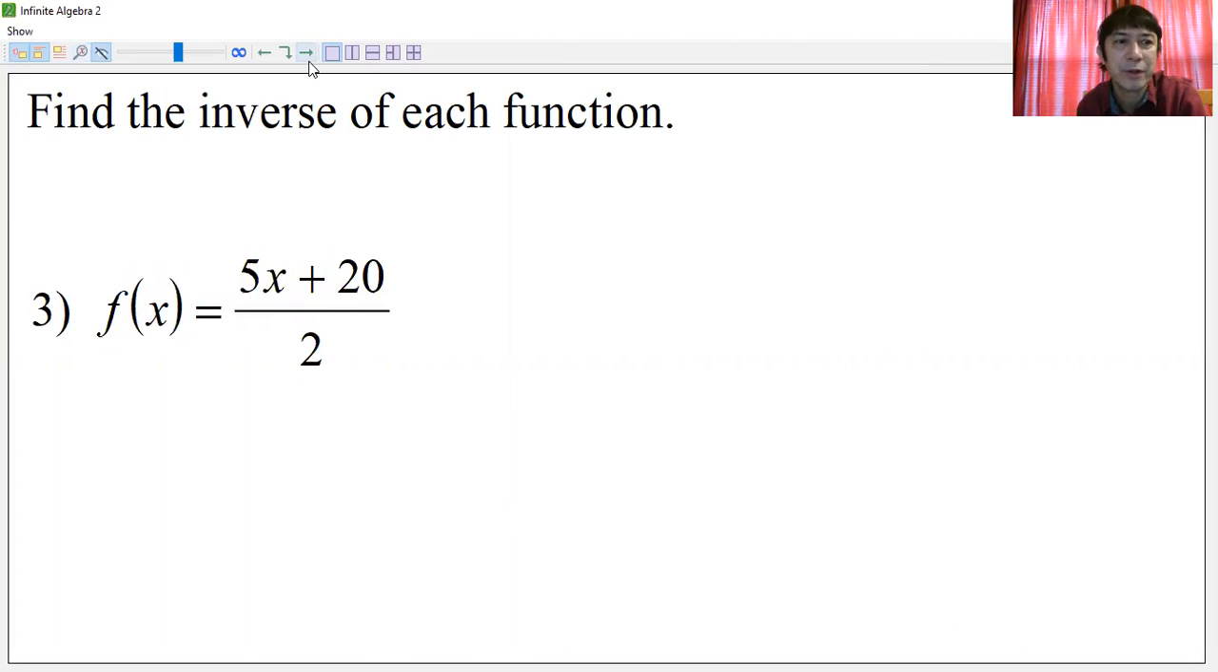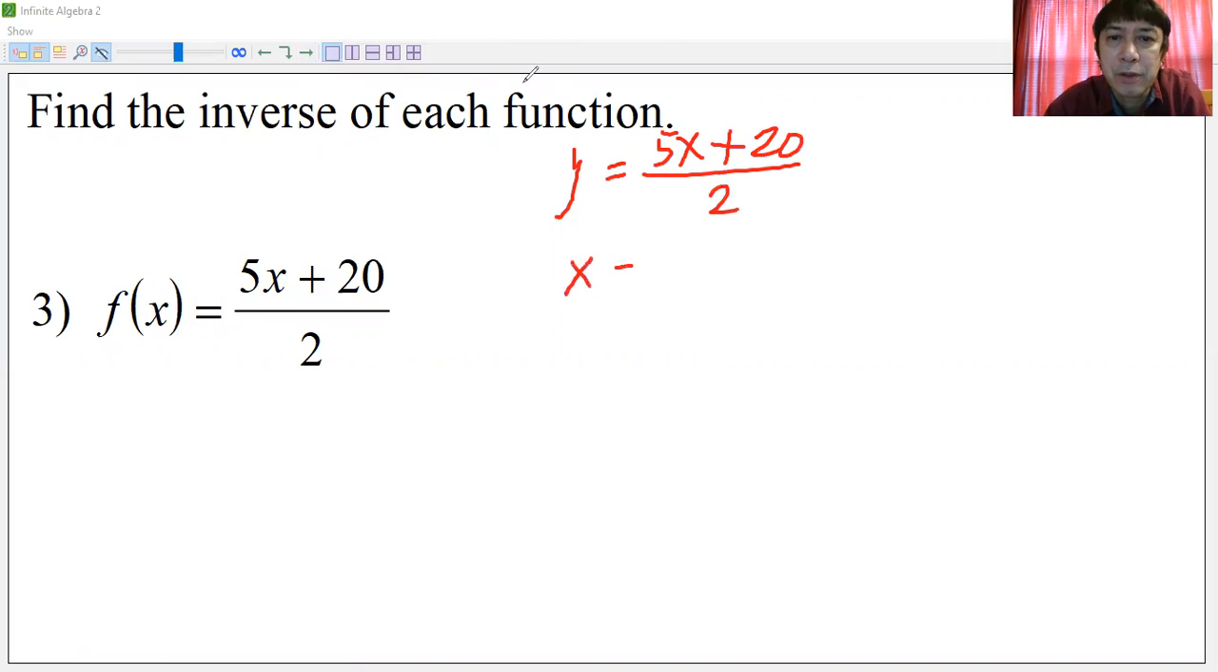Okay, here's number 3. f of x is equal to 5x plus 20 over 2. Let's have the given, and f of x shall be replaced by y, so this is y equals 5x plus 20 over 2. Now the first step, swap the letters. So y becomes x, and x becomes y.